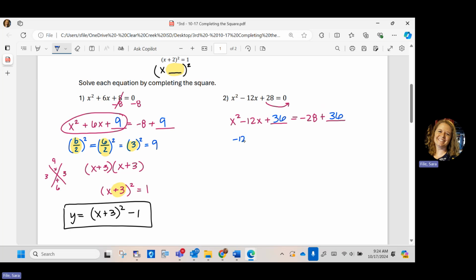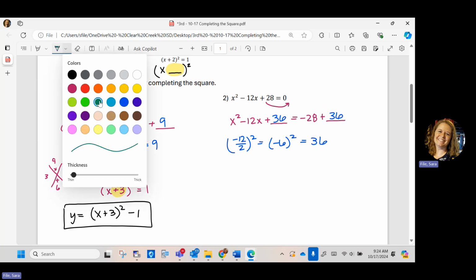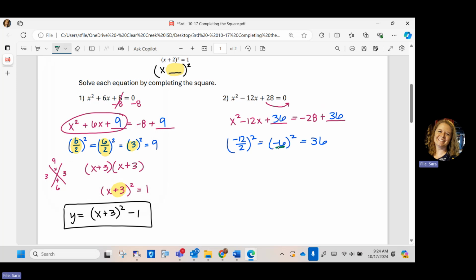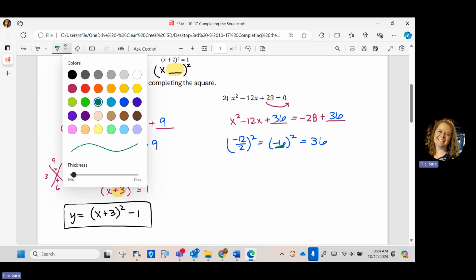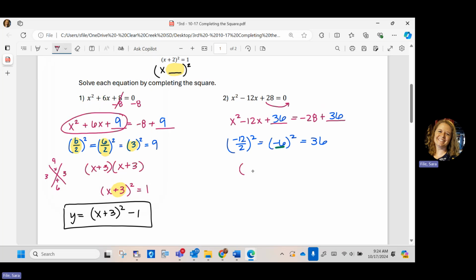Okay, so I did -12 divided by 2, got -6, squared it, and got the 36. Okay, but the negative matters because this number here, remember, is what's going to go in my binomial squared. It's going to be x minus 6. The sign matters right there. Okay, so that trinomial becomes x minus 6 squared. You want to highlight, it's the b divided by 2 that comes here.